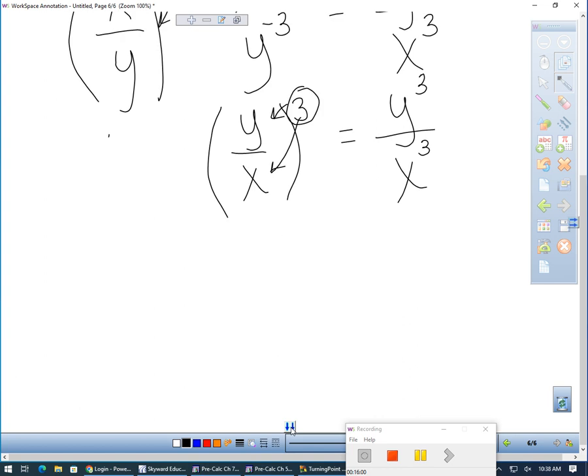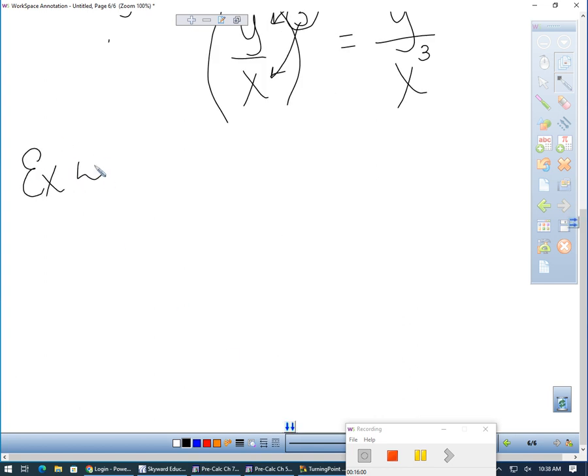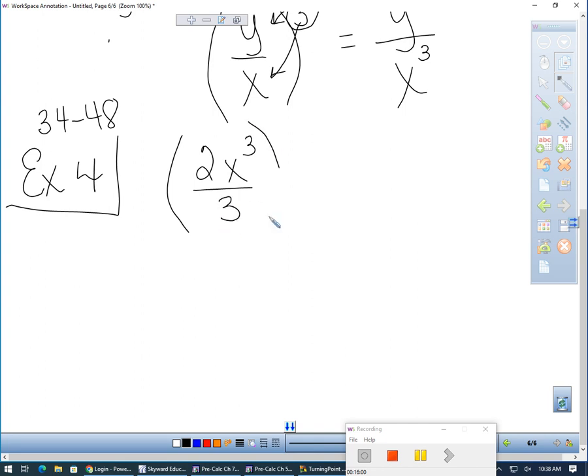All right. So example number 4. Example number 4 is going to cover your 34 through 48. That's a few more problems than normal. 4 more. Well, actually, only 3 more than normal. But all right, so let's do something as easy as, how about 2x to the third over 3 all raised to the third power. All right, so this 3 on the outside, I have to give it to everything on the inside.